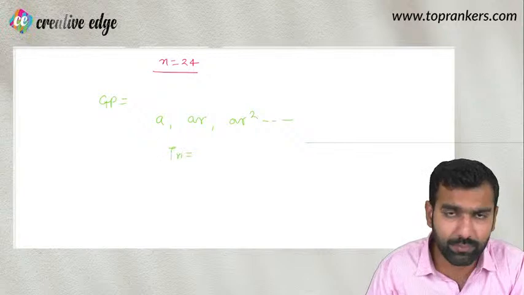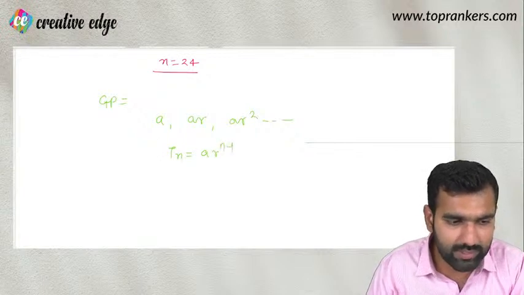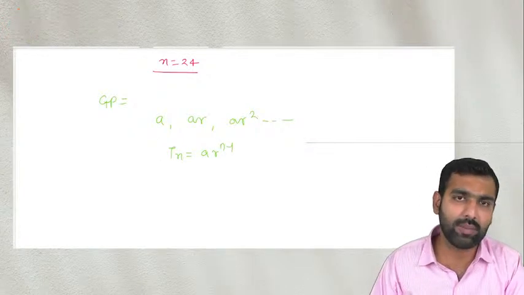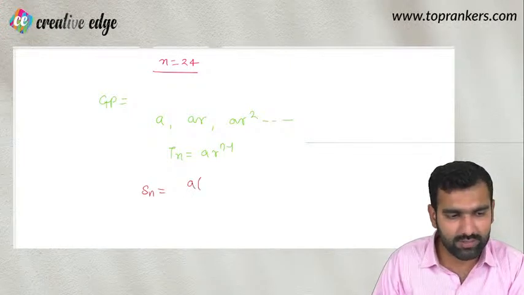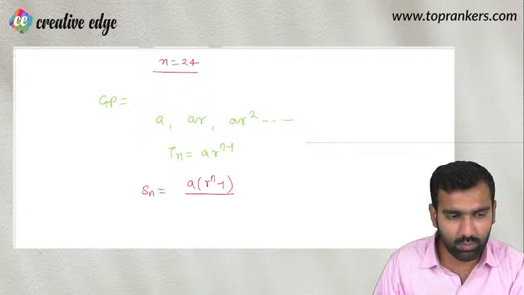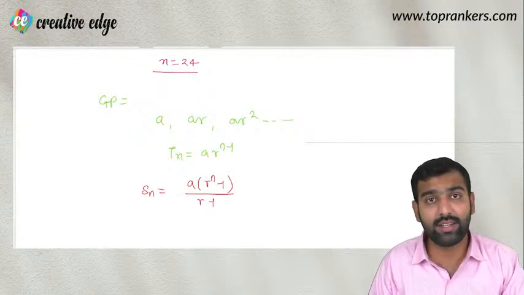तो अगर मैं nth टर्म की बात करूँ तो दैट शुड बी a r to the power n-1, जैसा AP में n-1 होता है, बट यहाँ पे कॉमन रेशियो होता है। अगर मैं इसके n टर्म्स के सम की बात करूँ, सो दैट इज a (r to the power n minus 1) upon r minus 1. This is how we define n terms का sum.